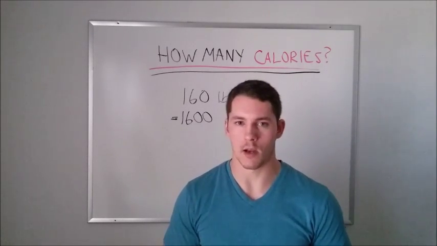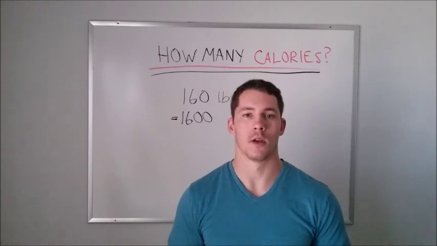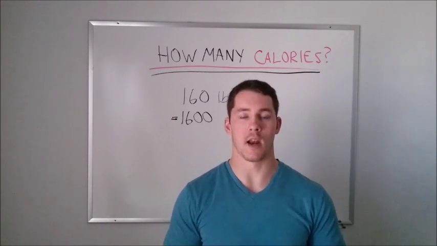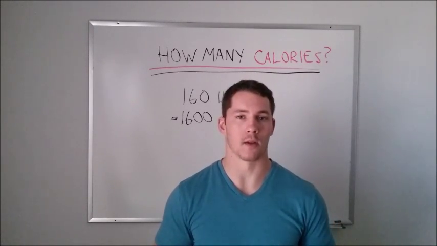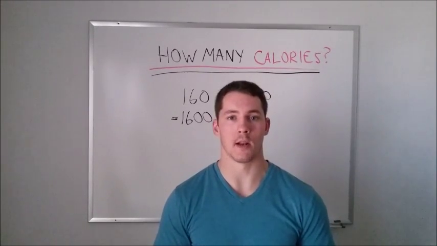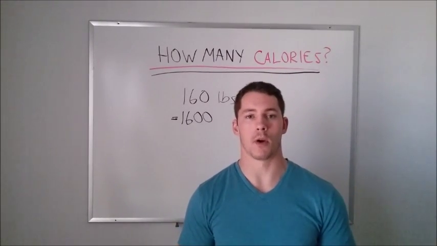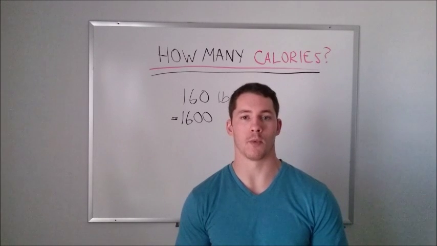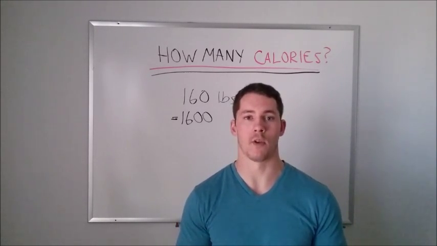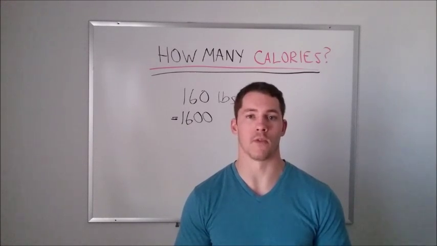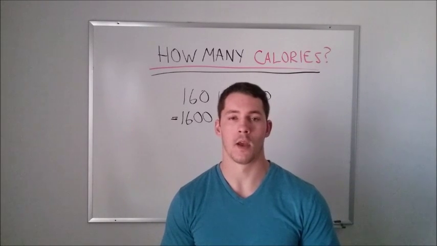Now, the first step in the calculation is you need to know how much you weigh in pounds. Now, you're going to take that number and you're going to multiply it by 10. Now, I weigh 160 pounds, so multiplying by 10 would give me 1,600. Now, this number is the amount of calories that your body requires just to live, just to survive, and to function properly on any given day. That's the first step in the calculation.